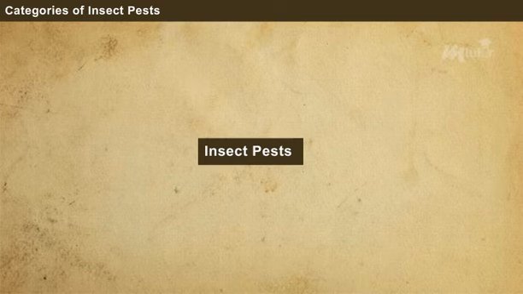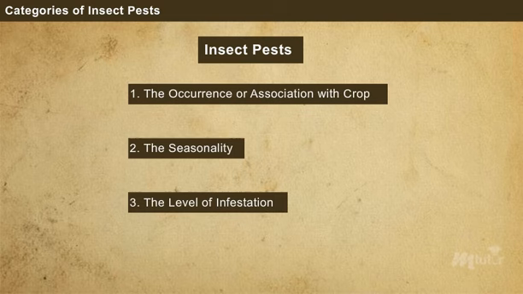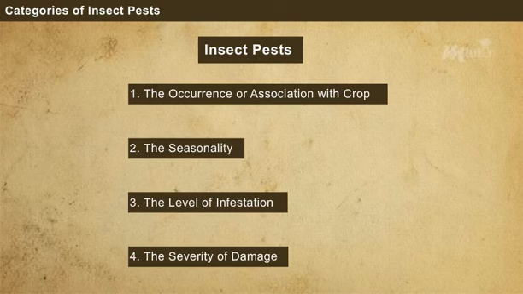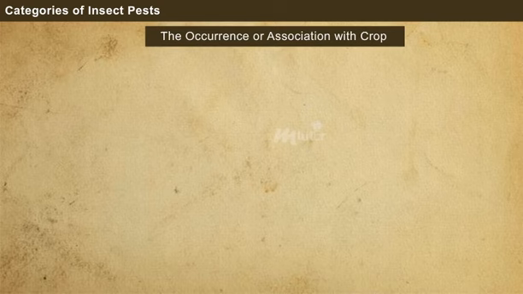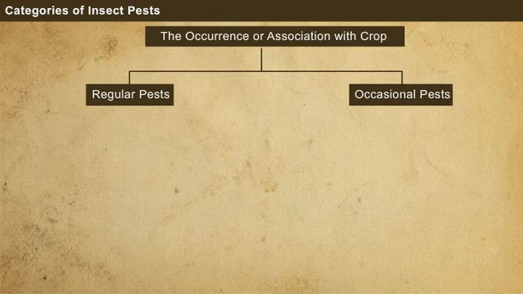Insect pests are classified into various types based on the occurrence or association with crop, the seasonality, the level of infestation, and the severity of damage. Let us learn each classification in detail. Based on the occurrence or association with crop, insect pests are classified as regular pests and occasional pests.